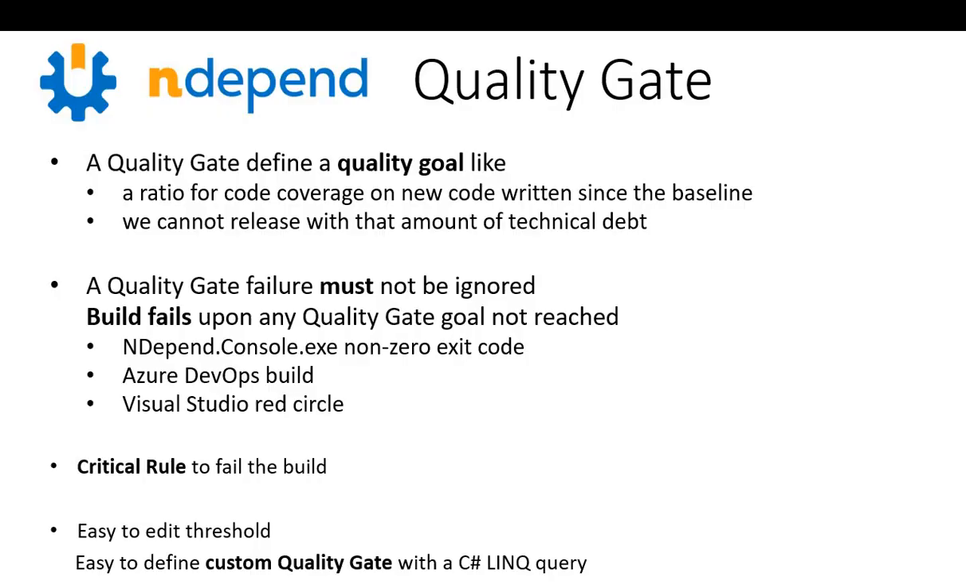In this video, we've seen how quality gates can be used to define code quality goals. Typically, the build will fail upon a quality gate failure. This way, a goal not reached cannot be ignored. We've also explained how NDepend is implementing quality gates through C# LINQ code querying.